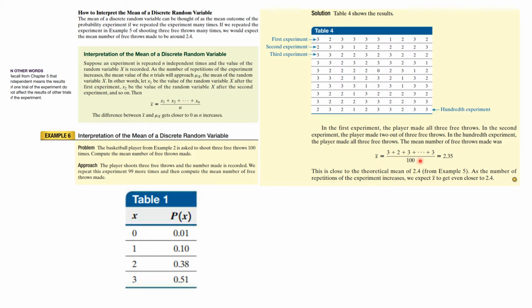So x bar is going to be, you add them up, it's 235. And when you divide that by 100, you get 2.35. And that's very close to the theoretical mean, the long-term mean of 2.4. And as the number of repetitions of the experiment increases, we would expect x bar to get even closer to 2.4.